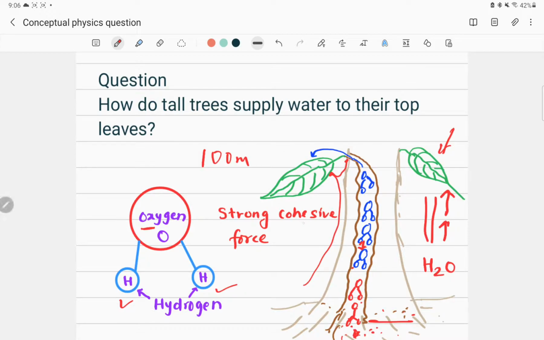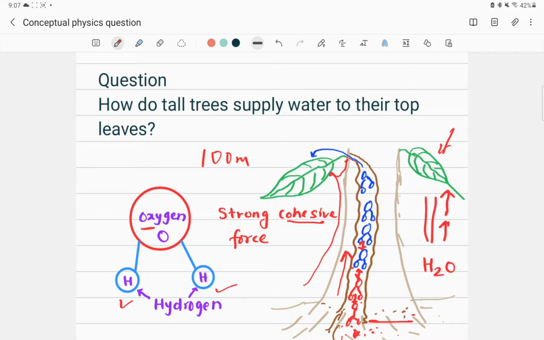So this strong cohesive force is the force acting between the molecules. This is the attractive force. Look at here, this is a water molecule, and it is attracted by a cohesive force to another water molecule right here, and this eventually attracts another molecule, and so on. In this way, water molecules will rise up in these narrow pipes within the tree.